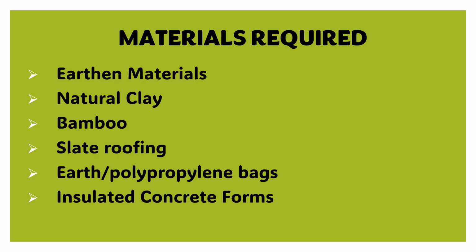Next is earth or polypropylene bags. Earthen bags or sandbags are also used to construct walls of structures. These types of structures can be seen in military bases, near banks of water resources, etc. Generally, bags made of burlap are recommended, but they may not be very easily available. So, hence, polypropylene bags are nowadays used commonly. Next is insulated concrete forms. Insulated concrete forms contain two insulation layers with some spaces in between them.